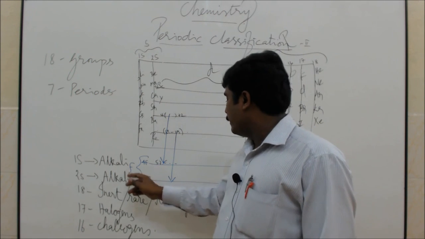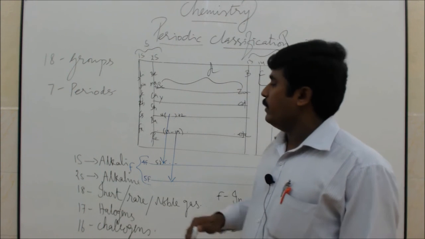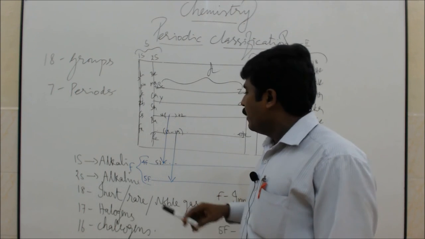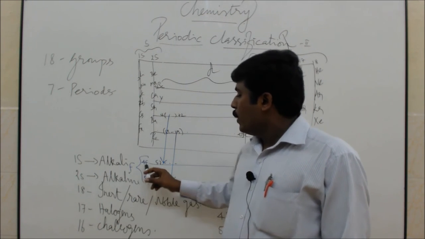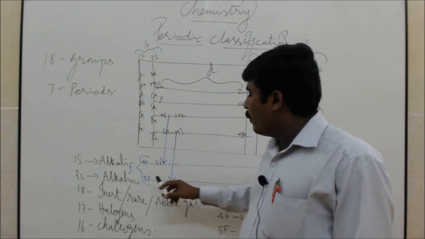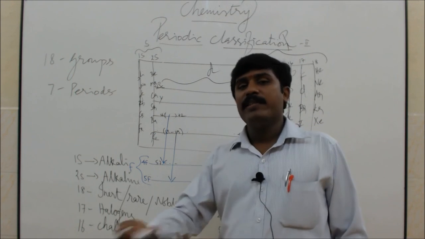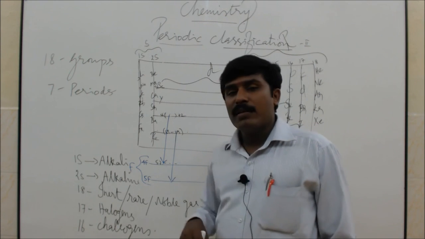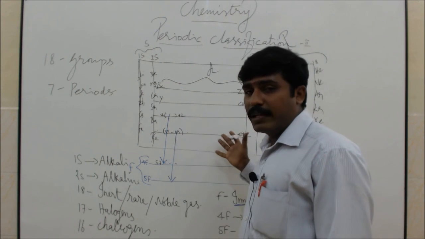The F block element is named inner transition elements because its original position is inside the D block elements, inside the transition metals. The F block element is further divided into 2 types, 4f and 5f. 4f means lanthanides, 5f means actinides. Why lanthanides? Because the elements followed by lanthanum are known as lanthanides. Why actinides? Because the elements followed by actinium are known as actinides. This is the periodic table.